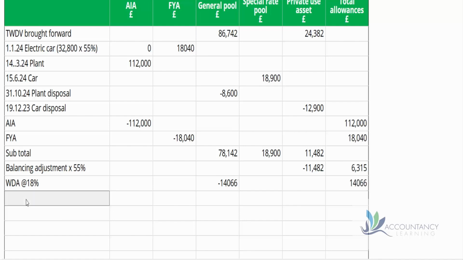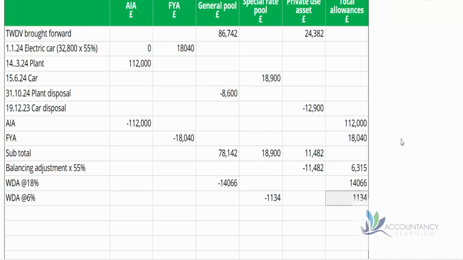And then we also have our written down allowances at 6%. So this applies to our special rate pool, which was our high carbon dioxide emission car, so it's our polluting car. And because it's polluting, we can only claim a 6% allowance for that. So we take the 18,900, multiply by 6%, and that gives us a writing down allowance of 1,134. And we can include that in our final column.